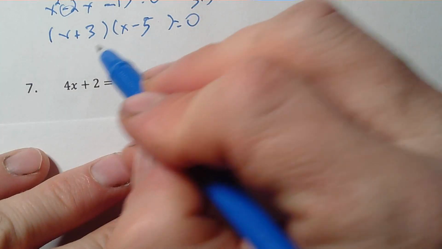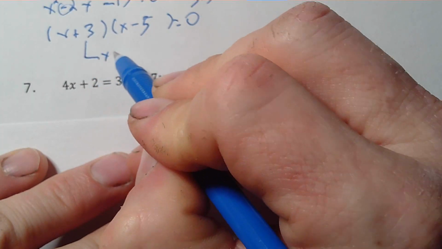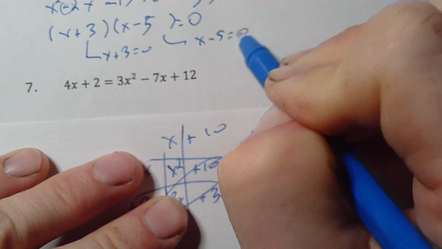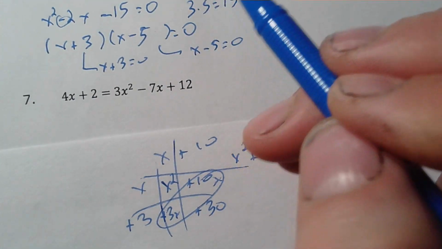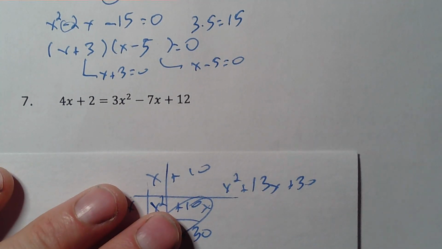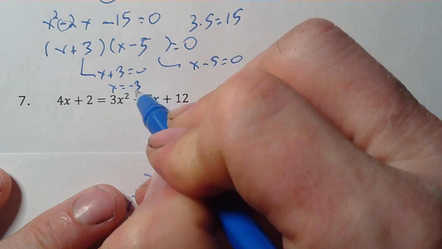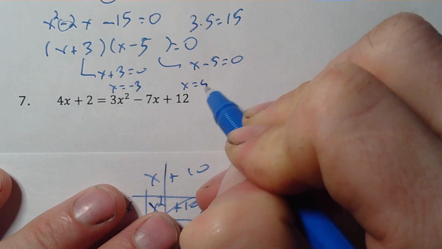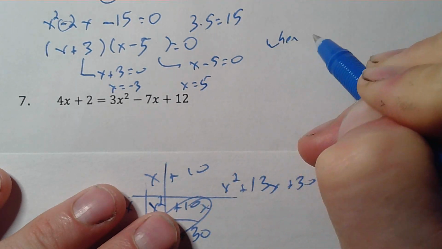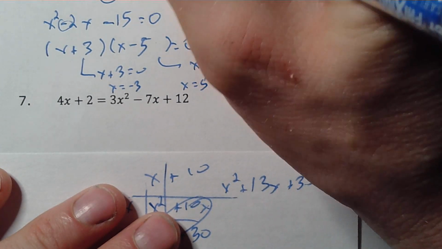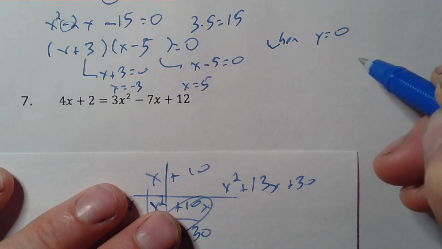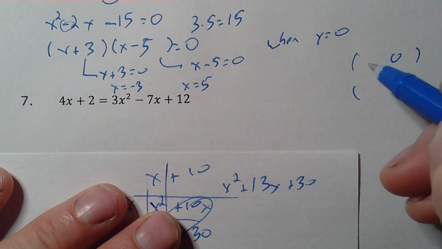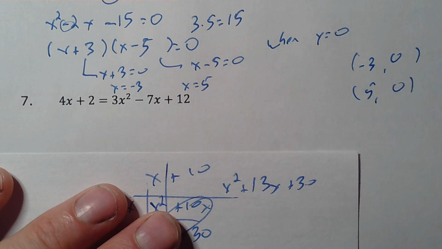That means that x plus 3 equals 0 and x minus 5 equals 0. So x is negative 3 and x is 5 when y is 0. Remember, each one of these is y is 0. So that means that my zeros of the equation when y is 0 are -3 and 5.